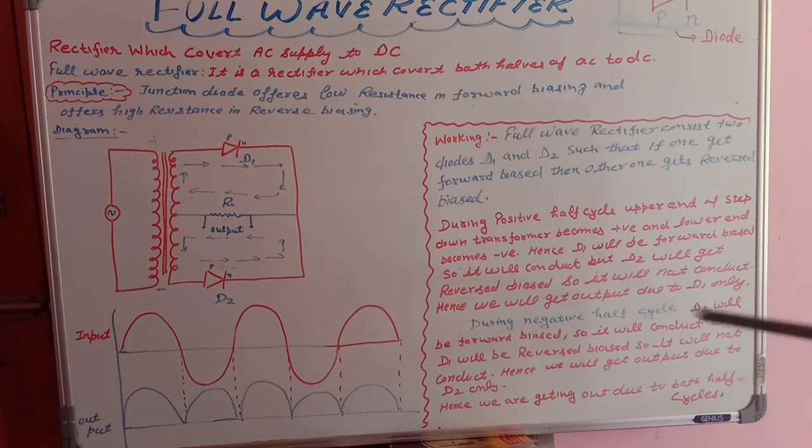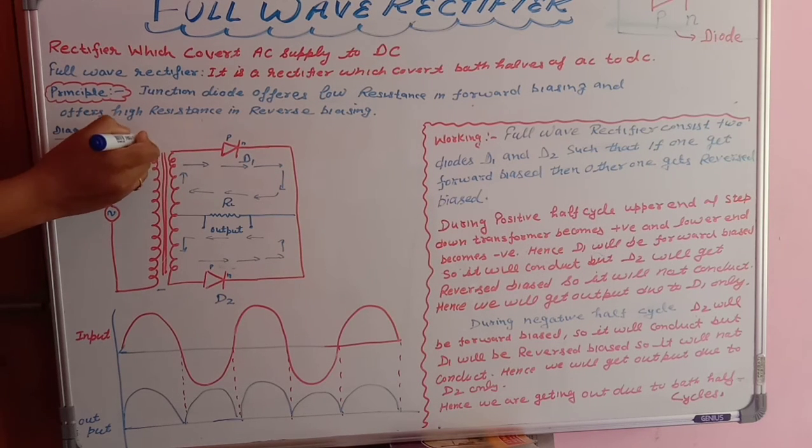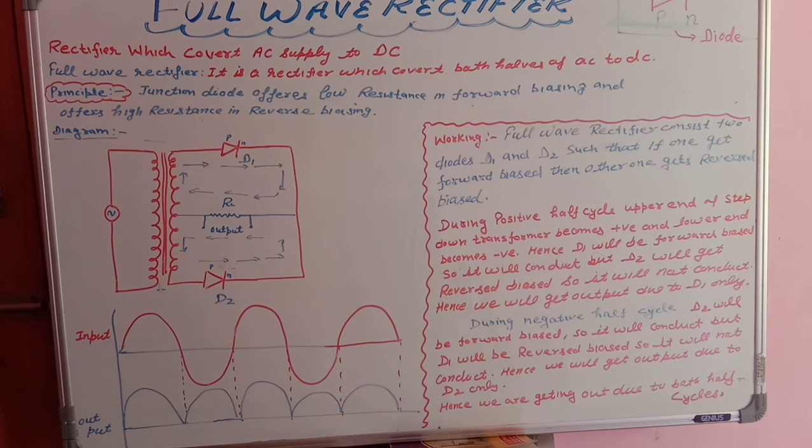Okay, and during the negative half cycle, this upper end will get negatively charged and the lower end will be positively charged. Now here negative is connected with positive, so this is reverse biased, and here positive is connected with positive, so it is forward biased. So now D1 is reverse biased and D2 is forward biased, so we will get output due to D2 only.